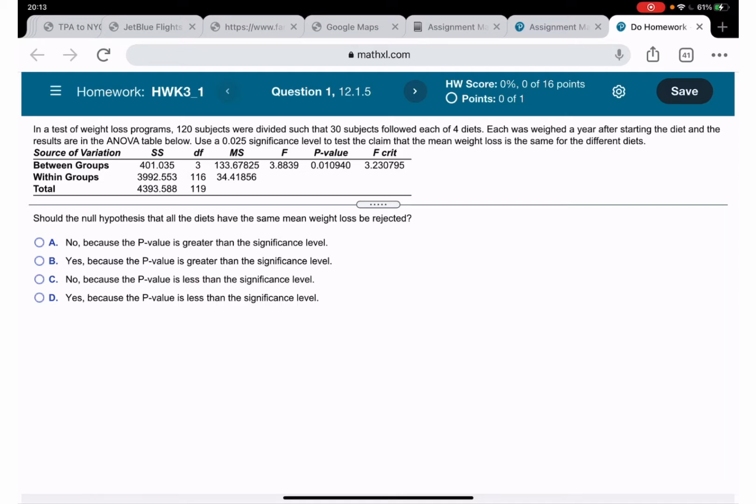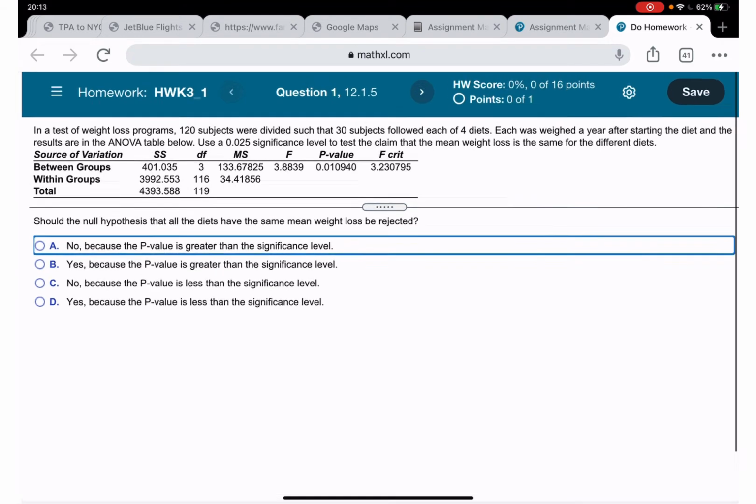Okay, in this assignment we are going to go through one-way ANOVA, two-way ANOVA, and work with F statistics. So let's read the first question.